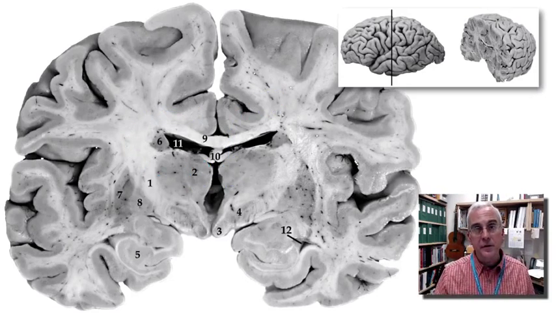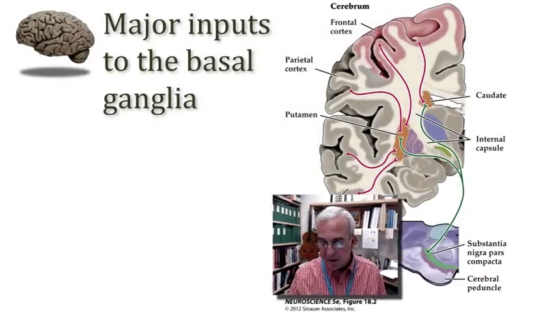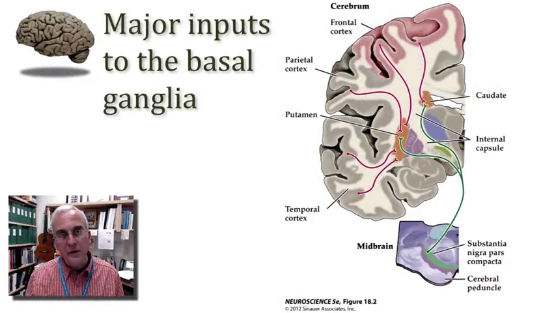Okay, so now that you've seen the basic parts of the basal ganglia, let's begin to consider the connections among the various parts. So I've already talked a little bit about this first point. What are the major inputs to the basal ganglia? Hopefully you will recall that the inputs to the basal ganglia are directed towards the striatum.